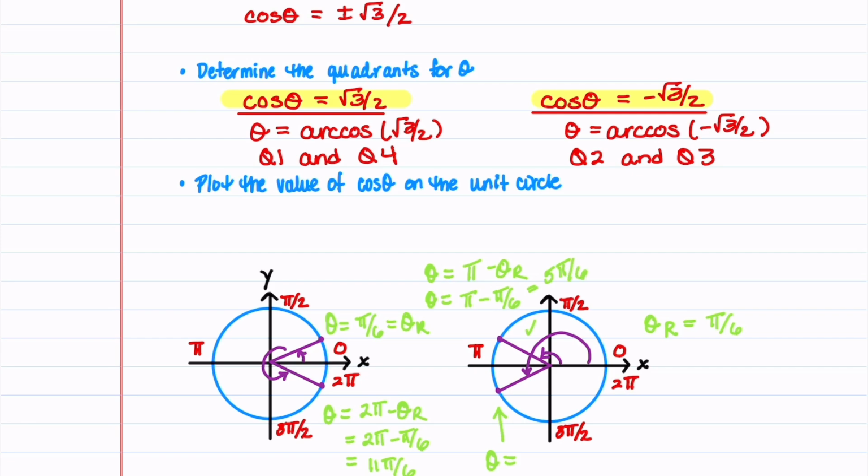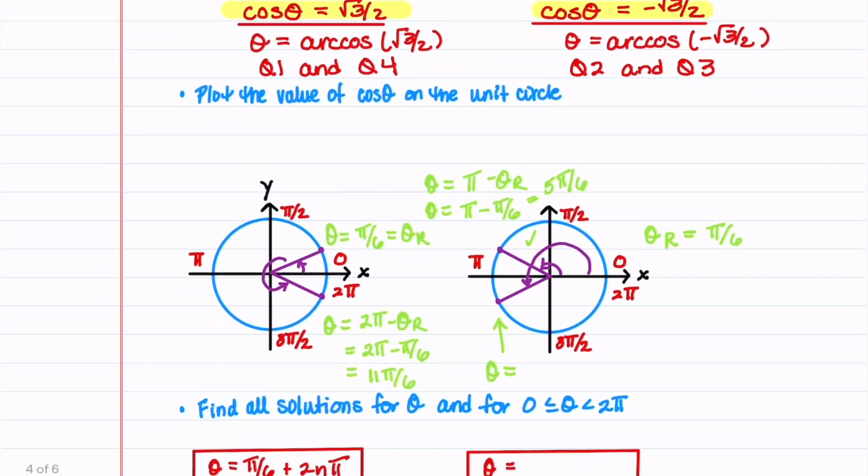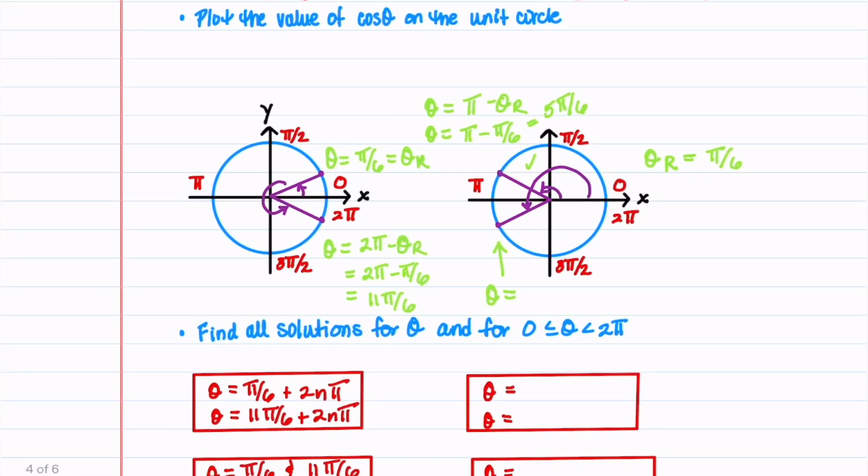And then in our third quadrant, we'll move it up here a little bit. Our theta is going to be equal to pi plus theta sub r. So this is pi plus pi over 6, which gives us 7 pi over 6.